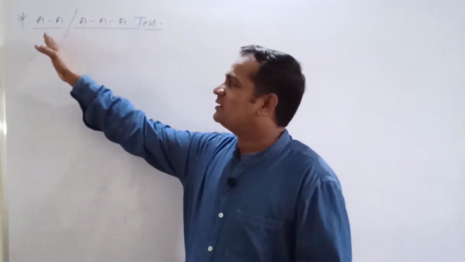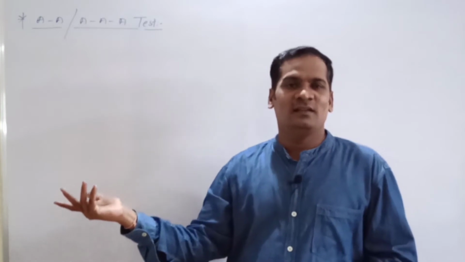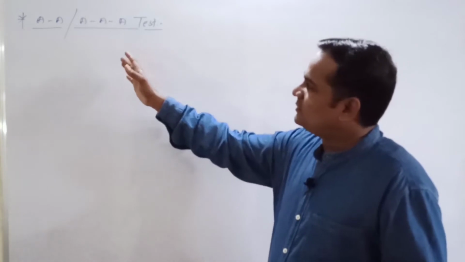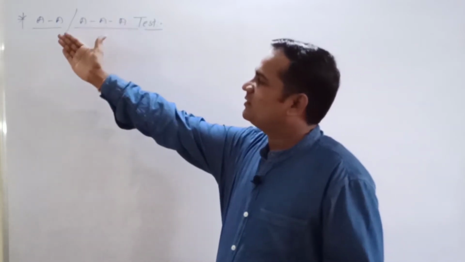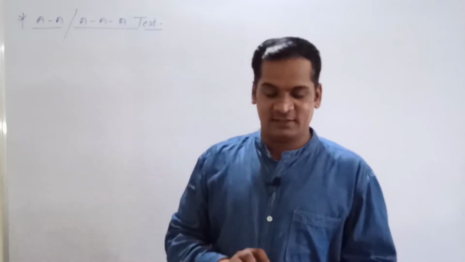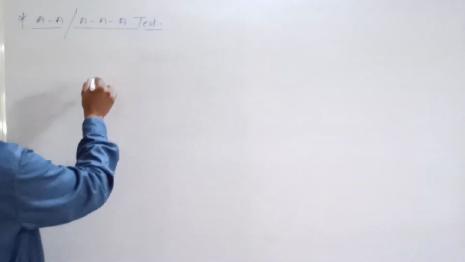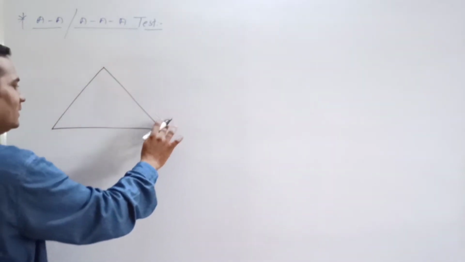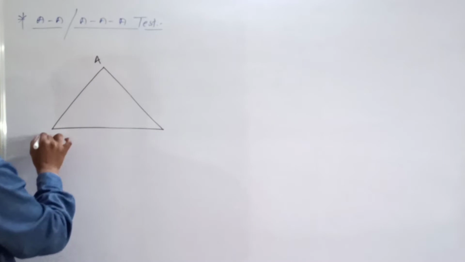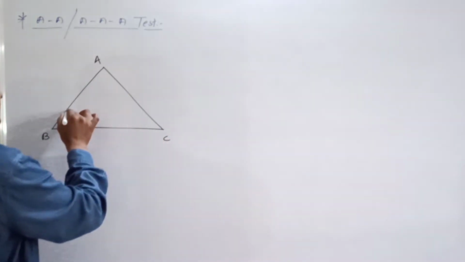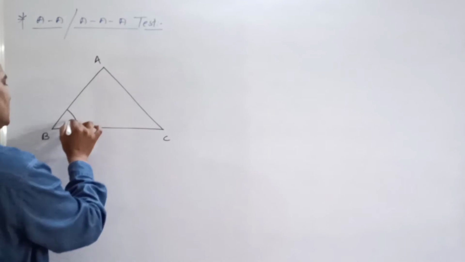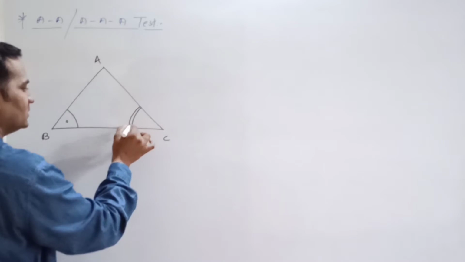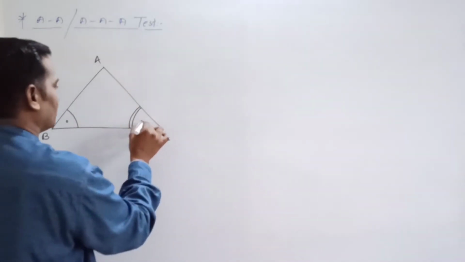But if any two angles of the first triangle are congruent with the corresponding angles of the second triangle, then that is also correct. So instead of taking the angle angle angle test, we will take the angle angle test. So let's draw that figure over here. As usual, suppose this is the first triangle ABC, and in the triangle B is like this, and suppose this is C.